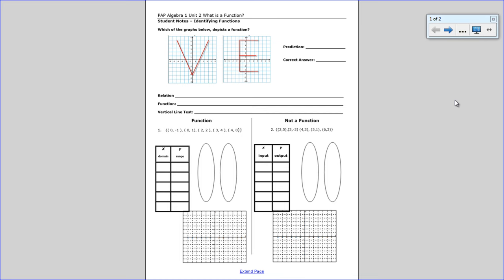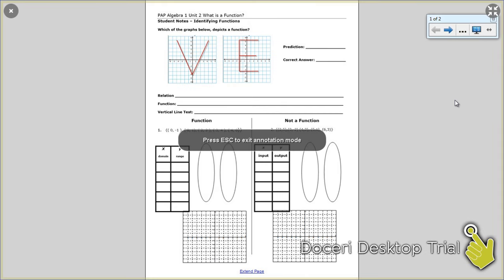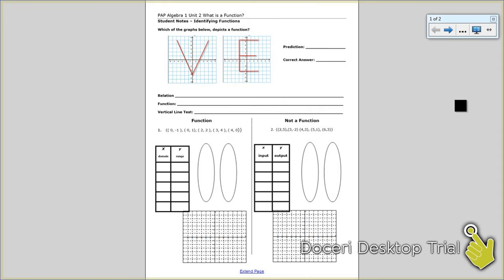So you have these two graphs at the very top of your page. You've got a V and an E. You're going to have to make a prediction really quick which one you think is a function and which one's not. It's just a prediction. So pause your video for like 3 seconds, make a prediction and write it down, and then come right back.